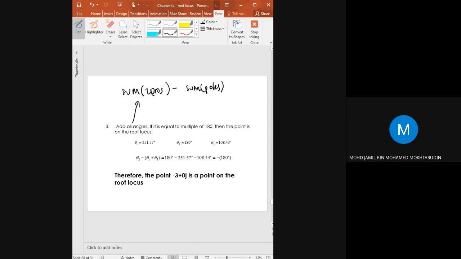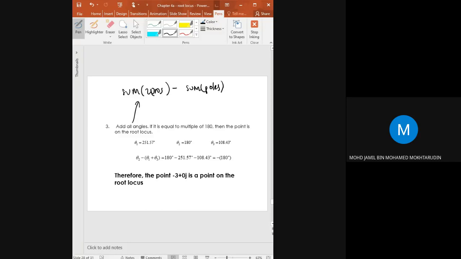Okay, so you add all the angles, 180 minus 251.57 plus 108.43. So bila tambah, you get minus 180 degree. So here, it's a multiple of 180 degree. Walaupun ada minus, tapi dia still 180 degree. So when you get 180 degree, then you can conclude that the point minus 3 plus 0j just now is on the root locus.